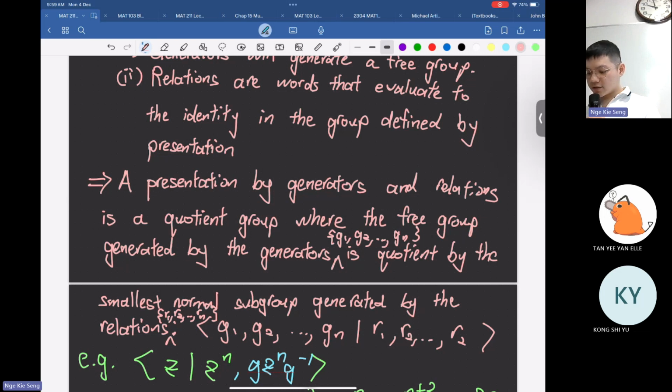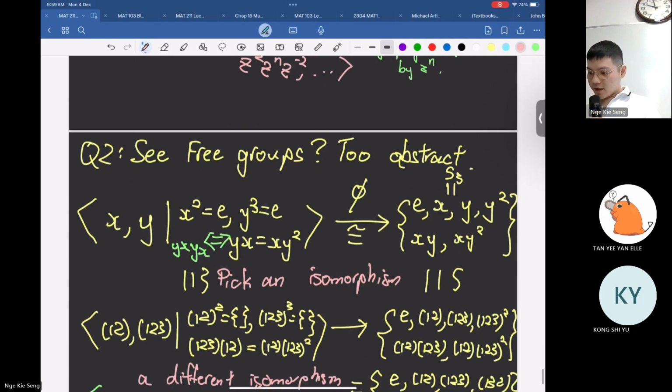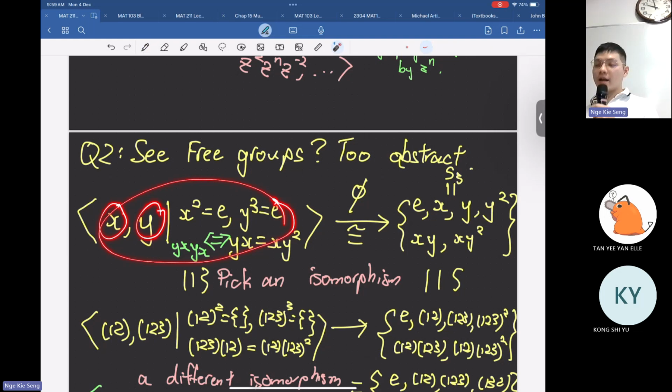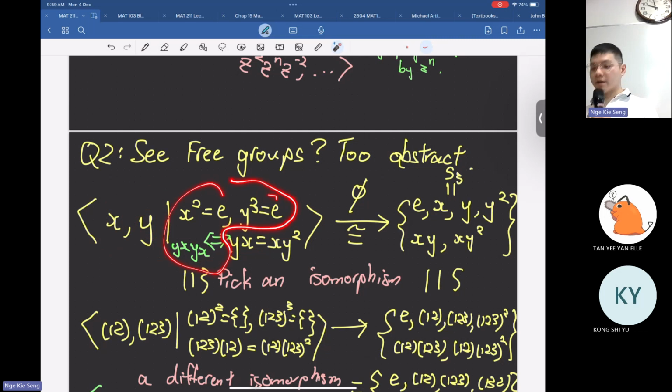So S3 is just a different example of a presentation by generators and relations, where I pick G1, G2 as x, y, and then my R1, R2, R3 are these words: x squared, y cubed, and then yx, yx. Make sense? Yeah, very good question.